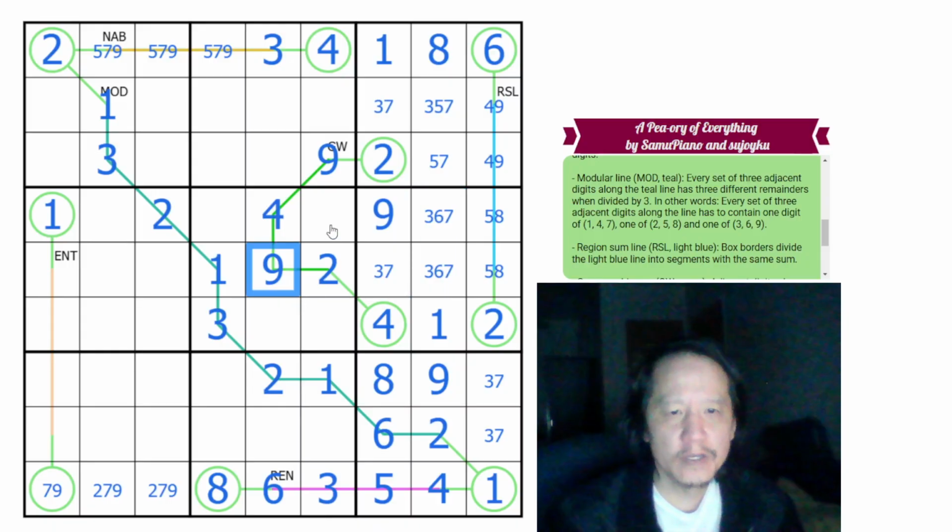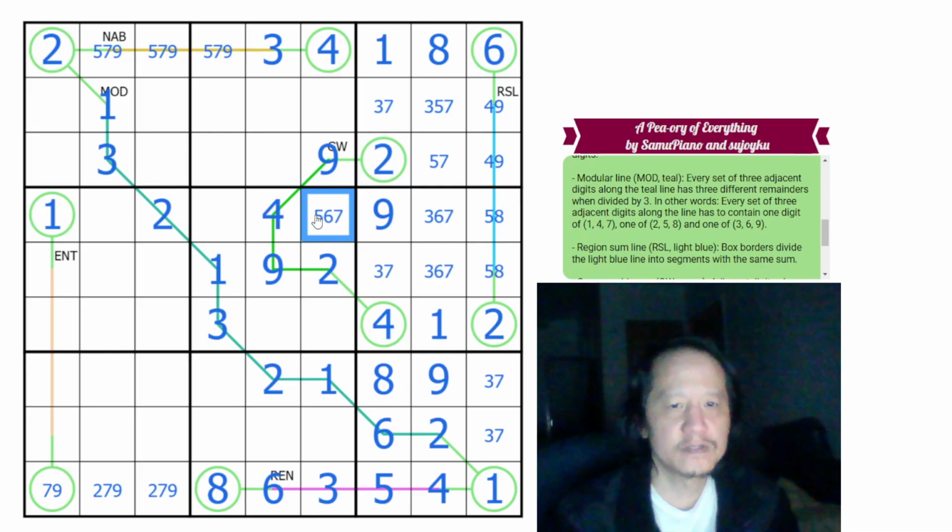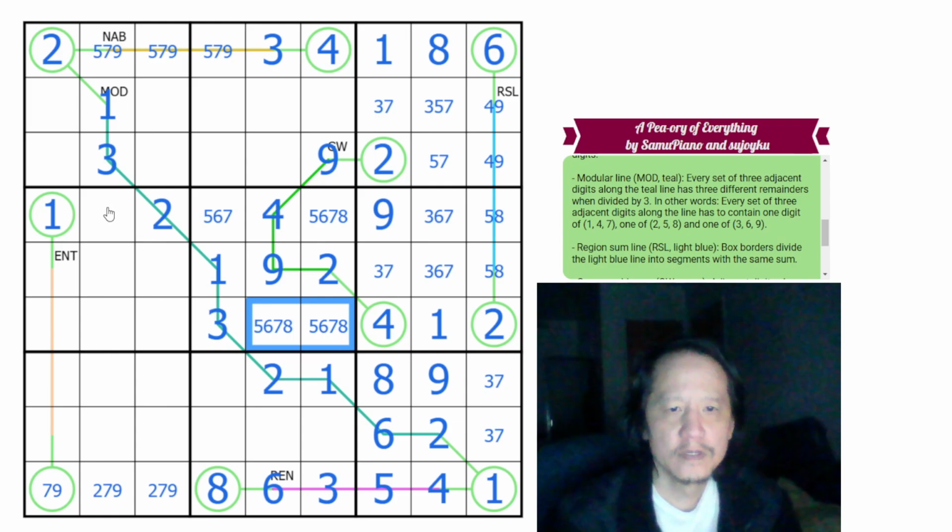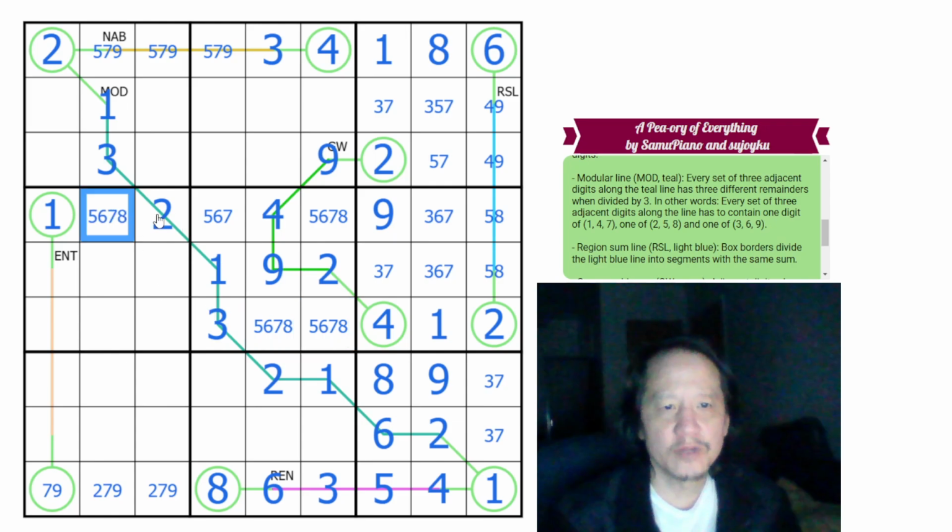Okay, we now have 3, 6, 5, 7, 8. So this has to be 5, 6, 7, 8. This is 5, 6, 7, 8. That can't be 8. This is 3, 5, 6, 7, 8. But it can't be 3.